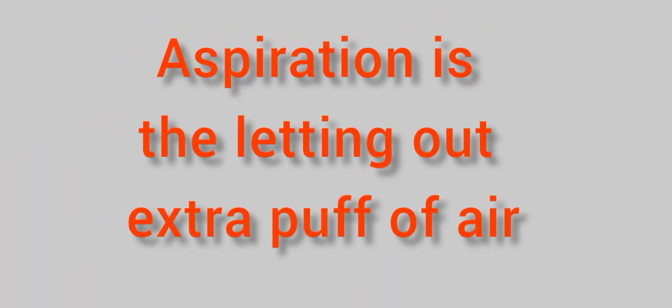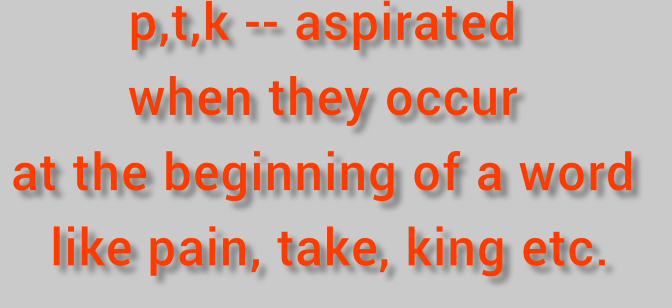Now, 2. Aspiration. Aspiration is the letting out of an extra puff of air. Of the six plosives, pa, ta, ka are aspirated when they occur at the beginning of a word like pain, take, king, etc. On the other hand, ba, da, ga are not aspirated like pa, ta, ka.